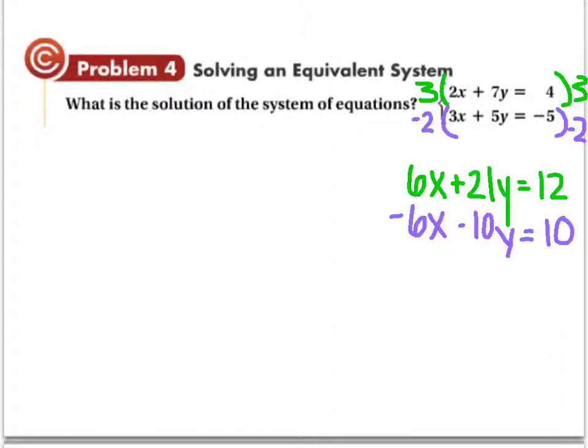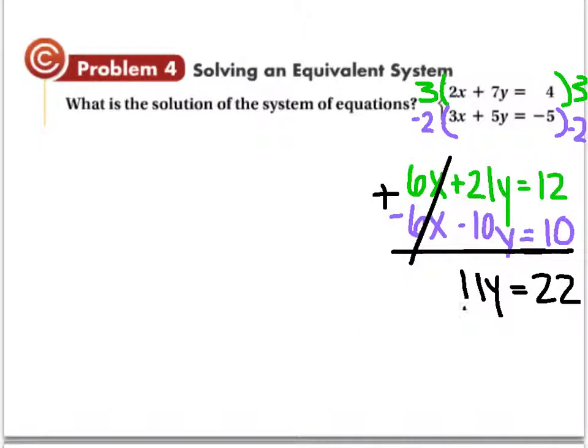Now you have opposites. Add the two equations together. The 6's are eliminated. 21y plus negative 10y is 11y. 12 plus 10 is 22. You get that y is 2.